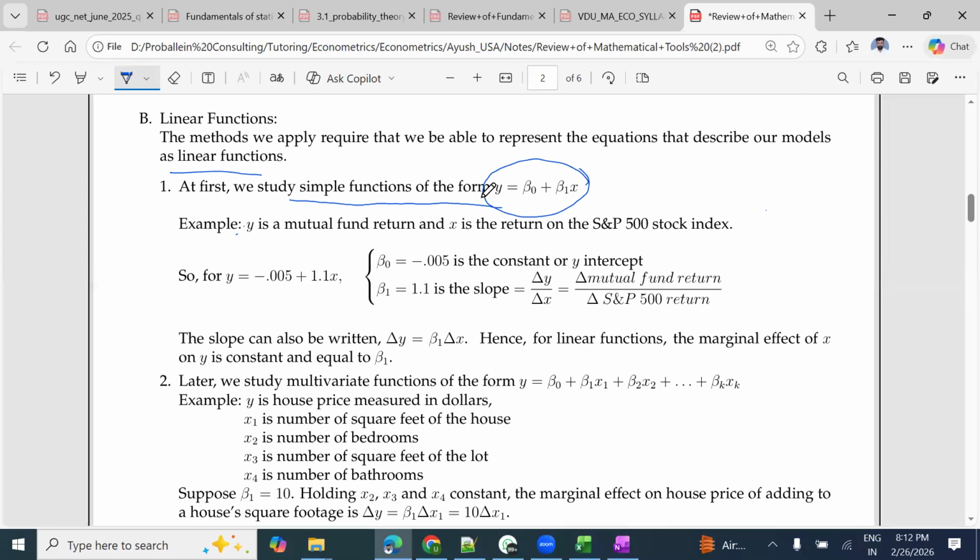So suppose, for example, this is the model which we are trying to represent. Y is a mutual fund return and X is the return on the S&P 500 stock index. Basically you can take this as a Nifty.